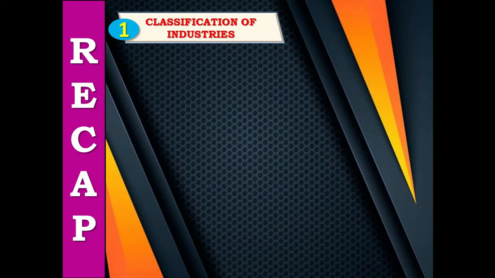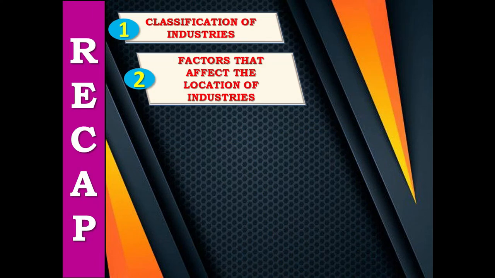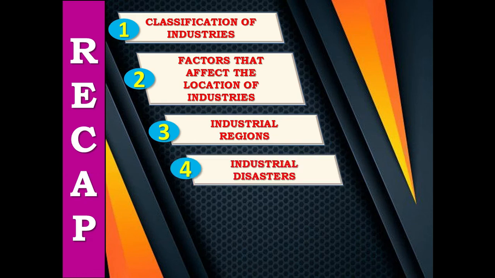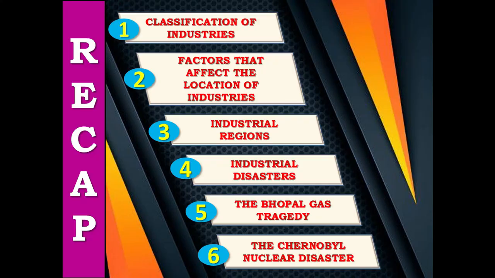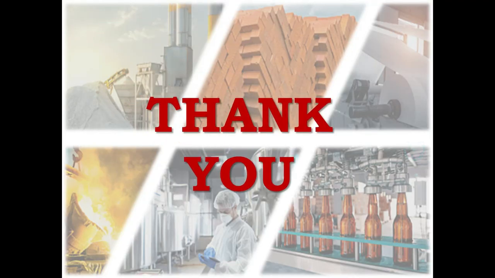So let's recap what we learned from chapter 6: industries, classification of industries, factors that affect the location of industries, industrial regions, industrial disasters, the Bhopal gas tragedy and the Chernobyl nuclear disaster. So that's all the topics, children.